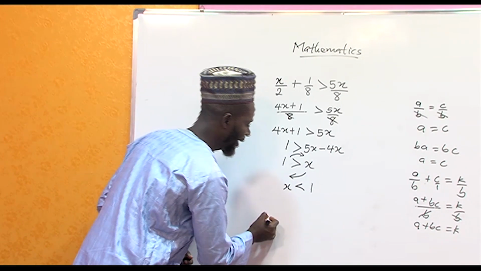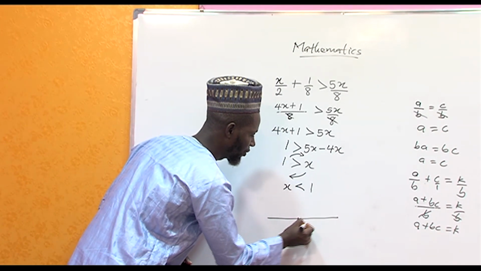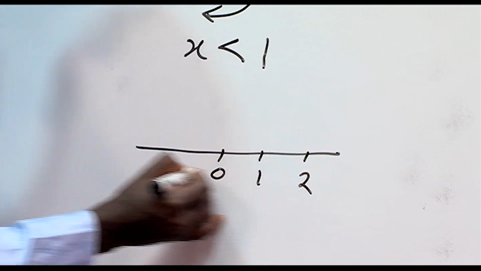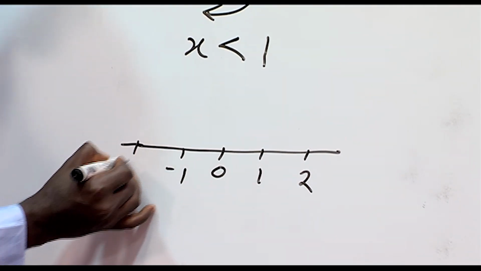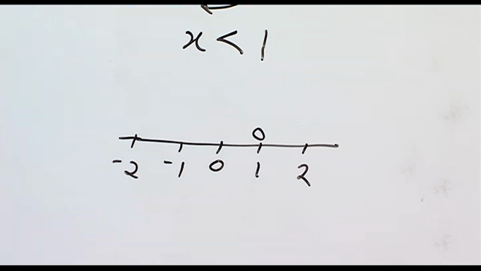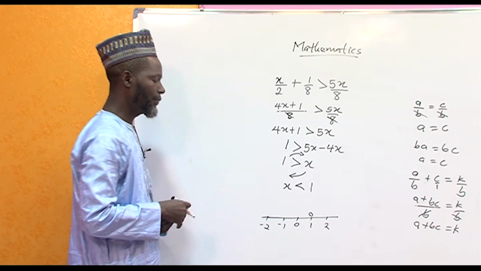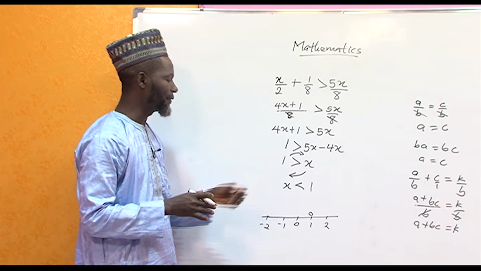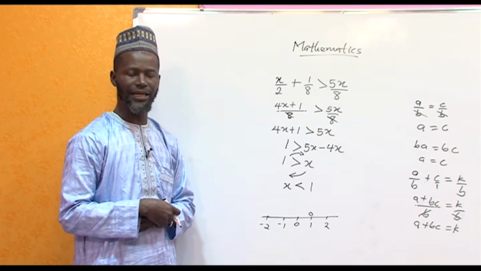So this is our number line. We have 0, we have 1, we have 2. We have minus 1, we have minus 2. And our answer is on 1. This is where our answer is. Now, before proceeding, let's talk a little bit about this number line: how to represent an inequality sign on a number line.